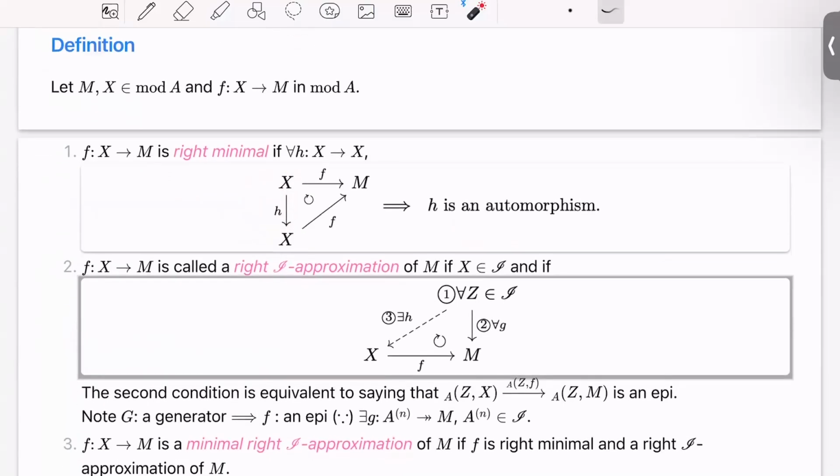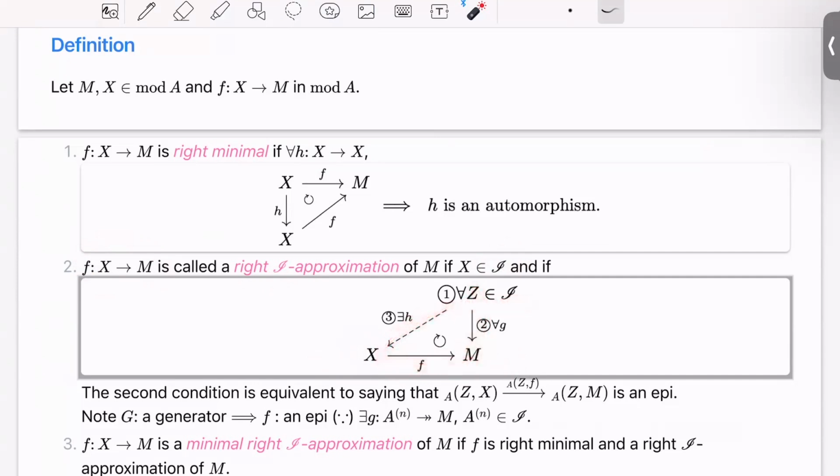Okay, then instead of having a projective cover, we use this notion, the right I-approximation of M. This F is called a right I-approximation, so M is on the right. It is a right I-approximation if this X is also in I, and whenever we have a morphism from an object Z in I to M, it always factors through F.